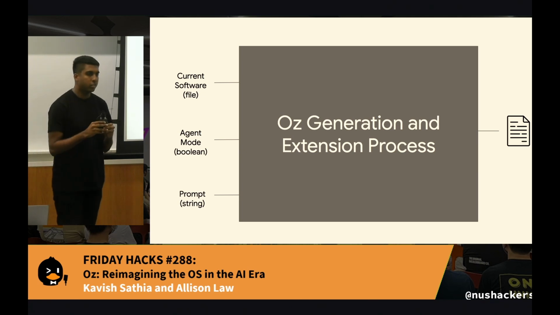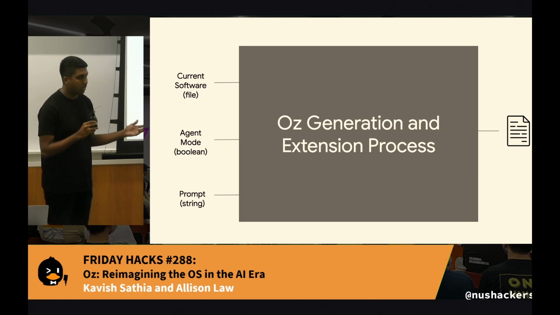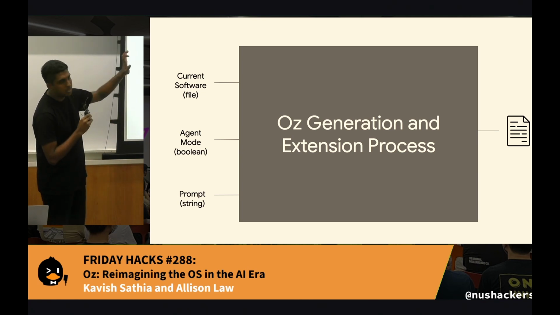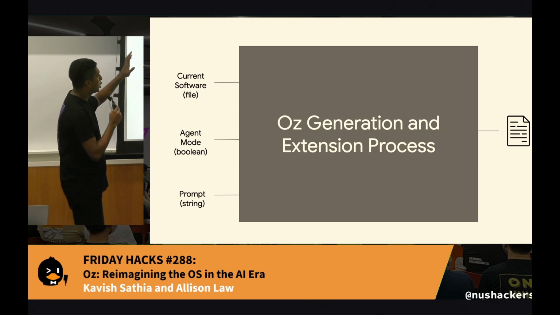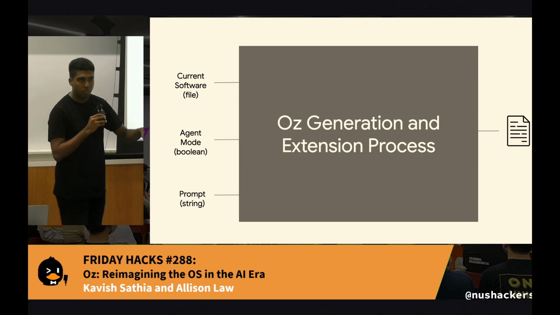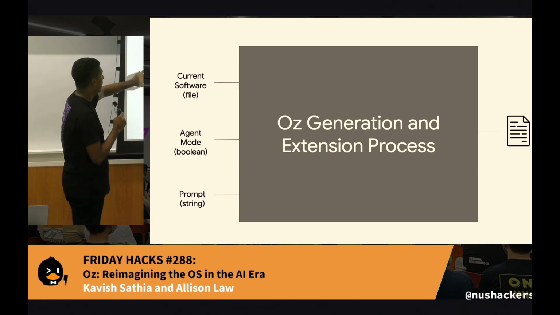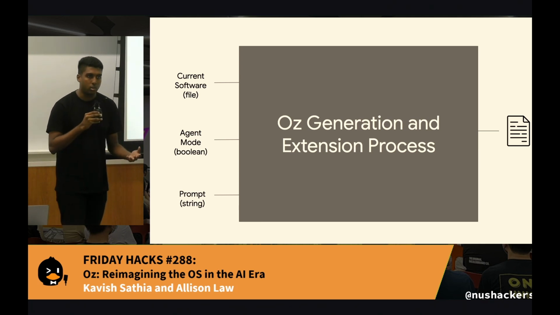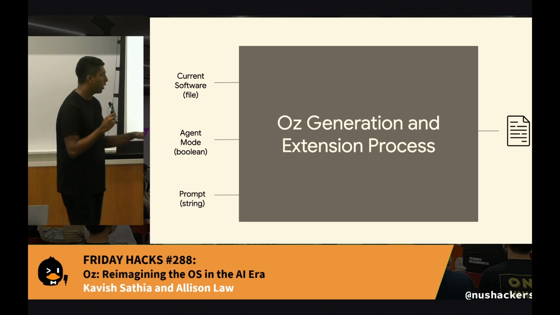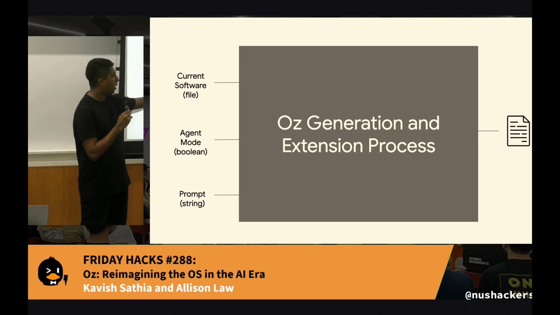This is the generation and extension process. Just look at it as a black box for now. The generation and extension process accepts three things. First, your current software, if it exists. Let's say you've generated some software, like the cache simulator I showed just now. That is an example. Then there's also this thing called agent mode, which I'll be explaining later. Then your prompt: how do you want to extend your software? What software do you want to generate? Then it goes through this entire process and a new executable is generated in the end.